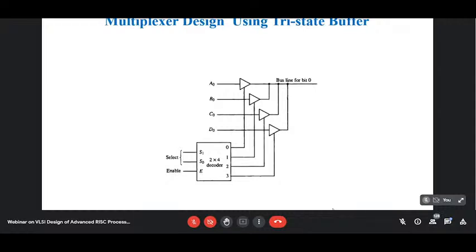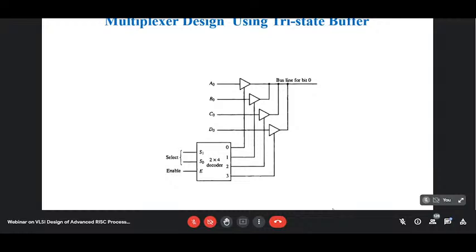So you can make multiplexers using tri-state buffers. So these are the tri-state buffers: A0, B0, C0, and D0, and all the outputs are connected together. Now let's say select. Since there are 4 inputs, A0, B0, C0, and D0, you will require 2 lines, S0 and S1. Depending on S0 and S1, 0 0, 0 1, 1 0, and 1 1, one of them will be selected, and that input will go to the output. So is it not a multiplexer? This is another way of designing a multiplexer using simple tri-state buffers.